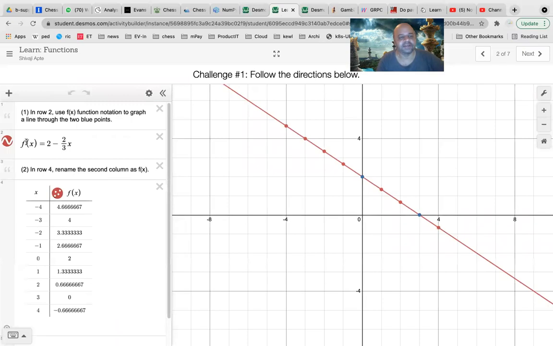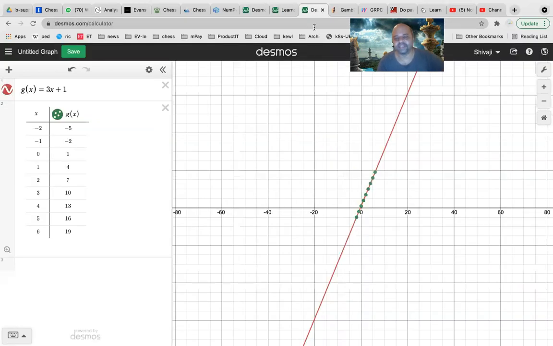It is telling you. See, they have given a function f of x is equal to 2 minus 3x and the values. Now they are saying in row 2, use f of x function notation to graph a line through the two blue points, which is already done. So this is blue point 1 and blue point 2, right? I had done this, so that's why you are seeing this. Otherwise, if you log in with your own account, you will be asked to find a line which will go through these, right? So you can do this as homework yourself, just to get an understanding of how to use Desmos.